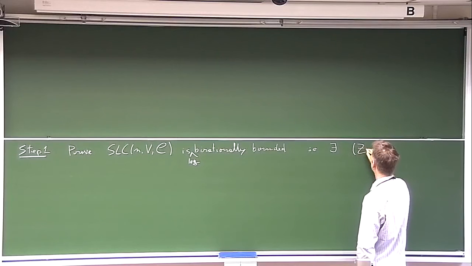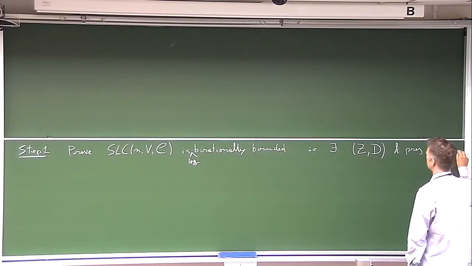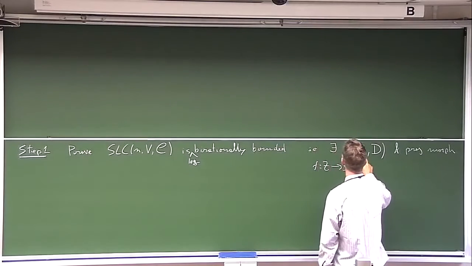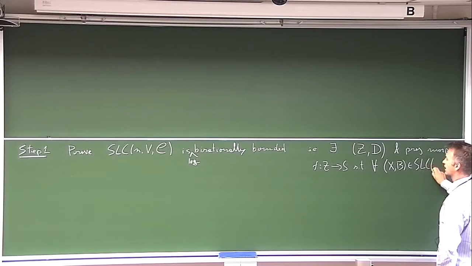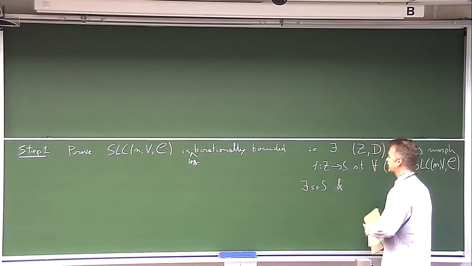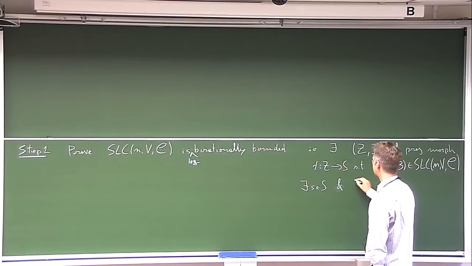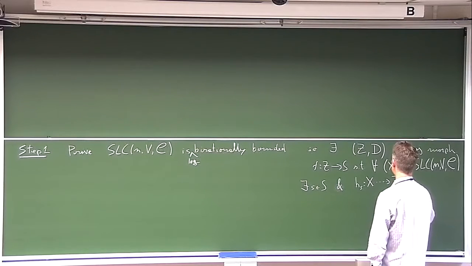So we would like there to exist a pair, let's say (Z, D), and a projective morphism, let's say F from Z to S, such that for any one of our pairs (X, B), which are semi-log canonical models in dimension n with volume V and coefficients in C, there must exist some point s in S such that the corresponding fiber is birational to X. So that means there's a birational map H_s from X to Z_s. So this has to be a birational map.